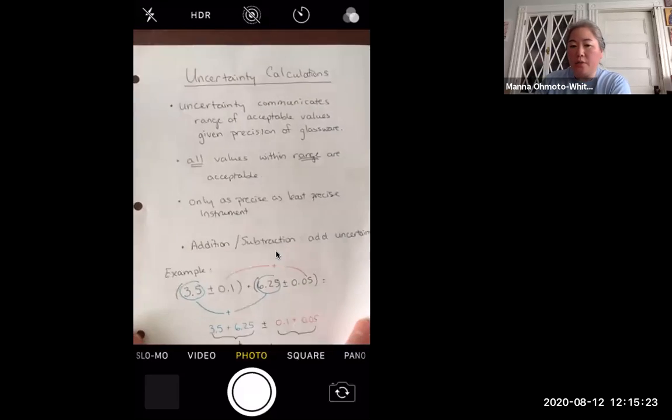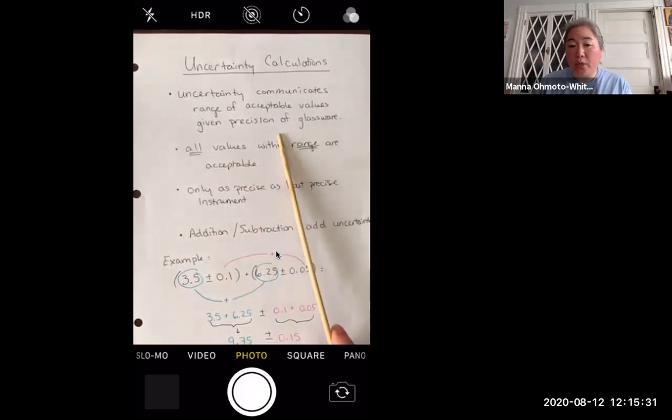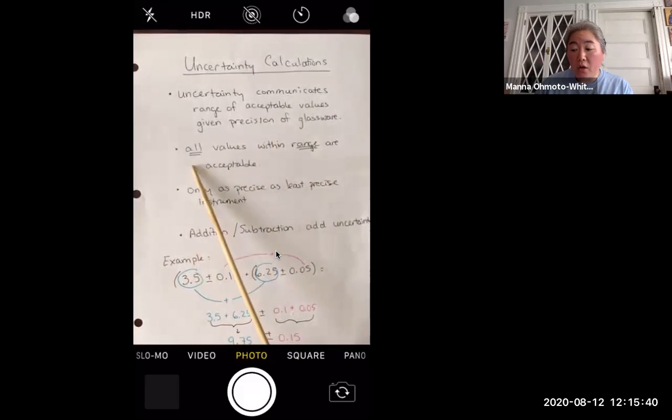Uncertainty calculations. Uncertainty at its heart is to communicate the range of acceptable values given the precision of your glassware. We measure everything in the chem lab, and so everything that we measure will have an uncertainty range. Remember that all the values within that range are acceptable, and you are only as precise as your least precise instrument. A couple of examples of uncertainty calculations.